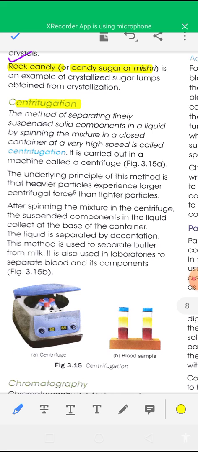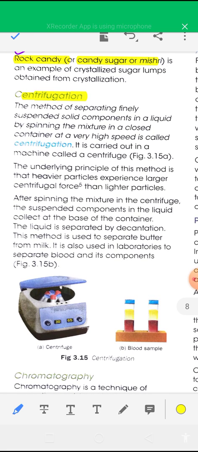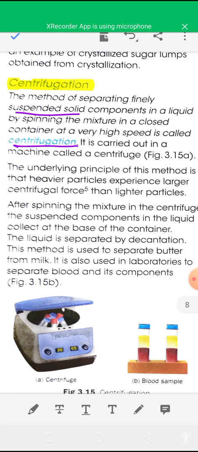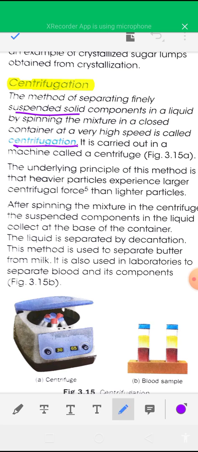Okay, and this method of separation, what is centrifugation? The method of separating finely suspended solid component in a liquid by spinning the mixture in a closed container at a very high speed is called centrifugation. It is carried out in a machine which is called a centrifuge machine.